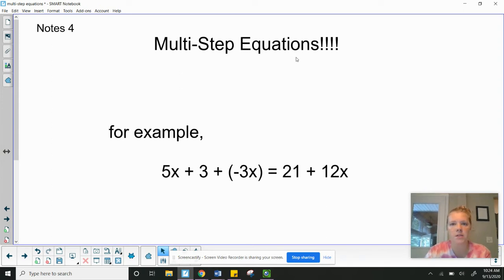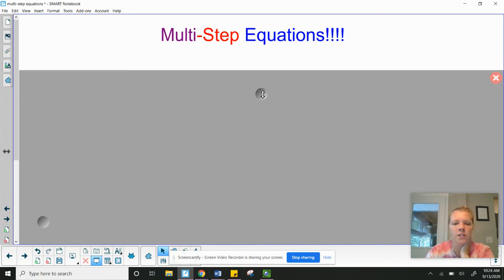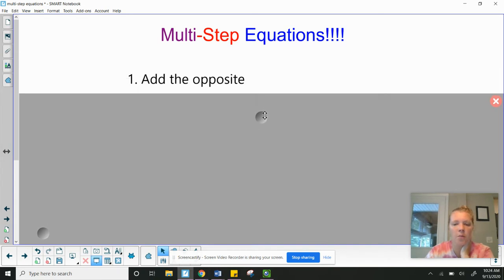I have 4 steps that we're going to try to go through each time. I'll show you those, and then we'll do 2 examples, or 3 examples, excuse me. So the first thing you're going to do each time you approach a multi-step equation is you're going to add the opposite. That means you're going to get rid of the subtraction sign. We're going to try to work only with plus signs. It'll end up being that we have some negative numbers, but it just makes it easier.